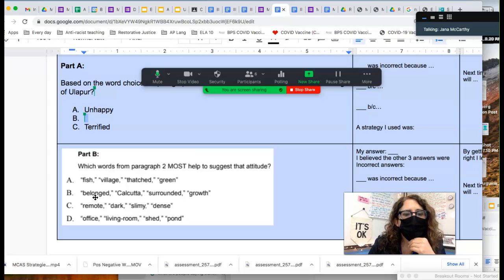How about C? Remote, dark, slimy, dense. It has kind of negative words. Kind of, yeah. Remote, we talked about being far away. Dark, opposite of light. Slimy, ugh, who wants to swim in a slimy pond? And dense, even if we don't know what that means, it does mean it's hard to get through, right? That seems pretty good, right? Can we just check it as the right one and move on?